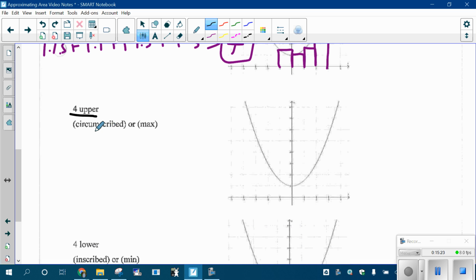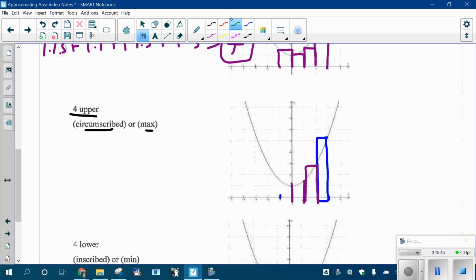You don't usually hear about this as much. They might call those circumscribed or max rectangles. Basically, they could tell you, hey, when you're deciding how big to draw the rectangle, just use the upper one. So in this case, I'd use the right side for the first one, because that's what will make it over approximated.